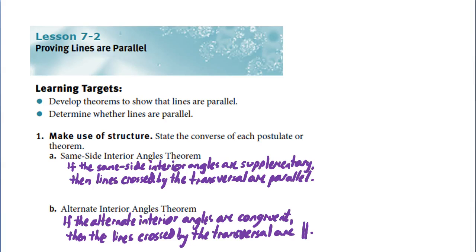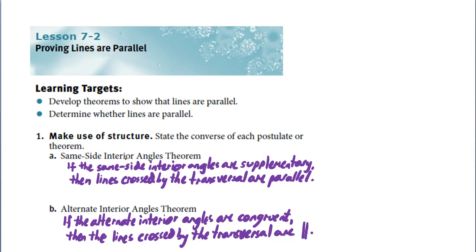This video is for Lesson 7-2, Proving Lines Are Parallel. Learning goals are to develop some theorems that we can use to show that lines are parallel and to determine whether lines are parallel. Number one, let's state the converse of each postulate or theorem.